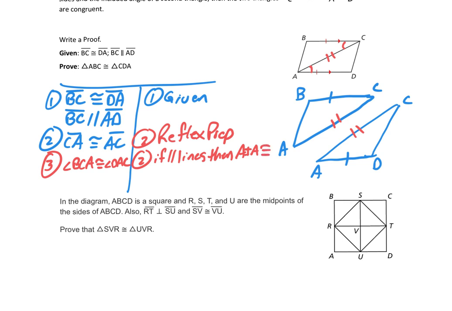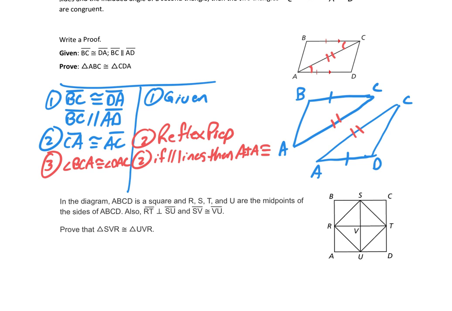I'm totally okay with abbreviations, but I don't just want to say alternate interior angles, because I could draw up a picture right here. These two angles here, 1 and 2, are alternate interior angles, but they're not congruent because these two lines are not parallel, okay? So we can't just say alternate interior angles, because alternate interior angles aren't always congruent. So what we must say is that we know we have parallel lines, so therefore the alternate interior angles are congruent, okay?